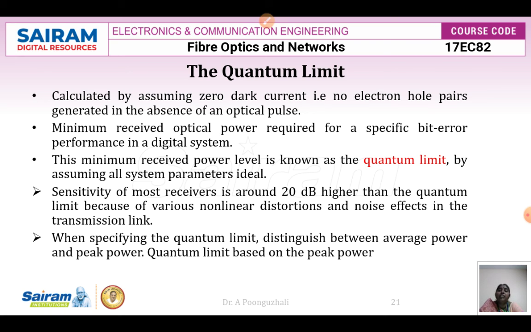So here is the minimum received optical power required for a specific bit error performance in the digital system. The minimum received power level is known as the quantum limit, assuming all the system parameters are ideal. The sensitivity of most of the receivers is going to be around 20 decibels higher than the quantum limit, because of the various nonlinear distortions and the noise effects present in the transmission link. When specifying the quantum limit, we have to distinguish between the average power and the peak power. So the quantum limit is going to be based on the peak power. Thank you.